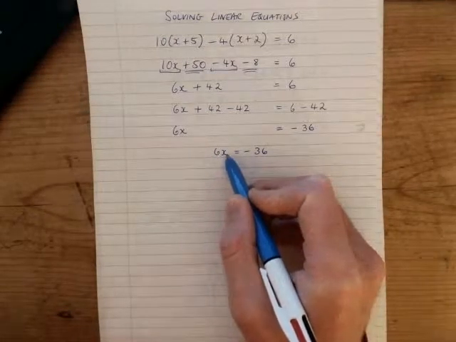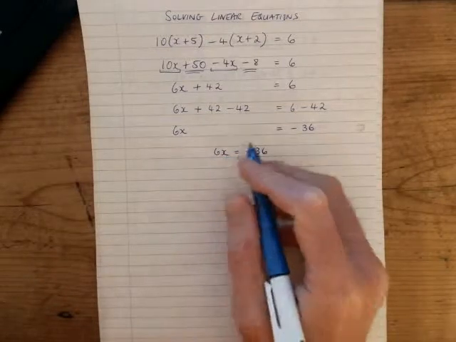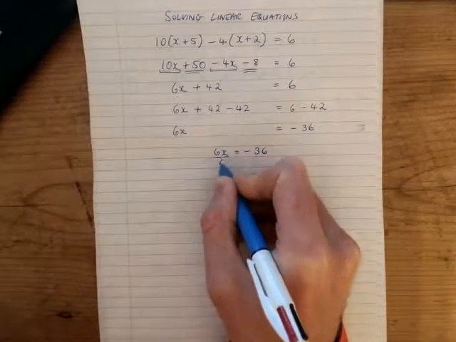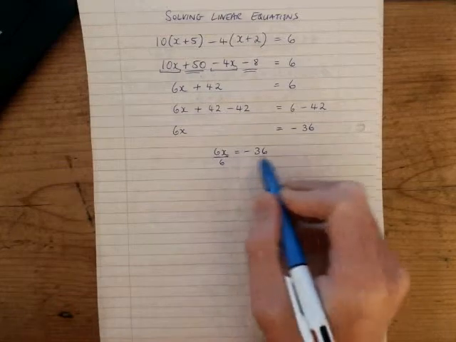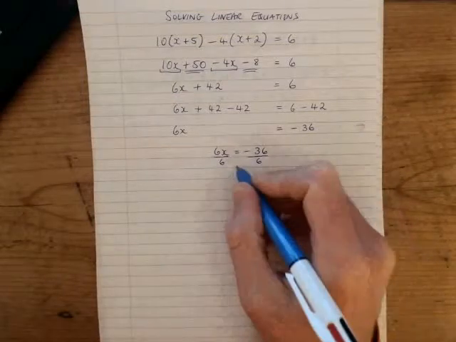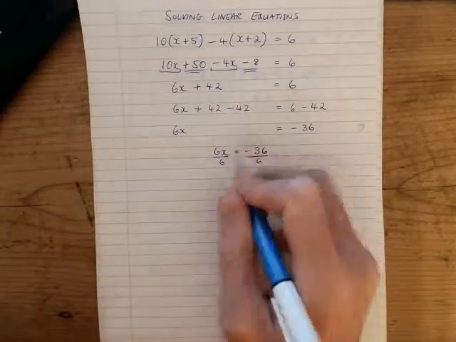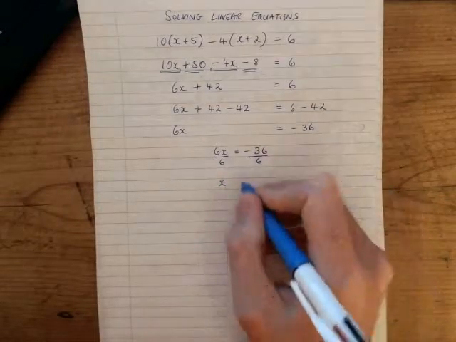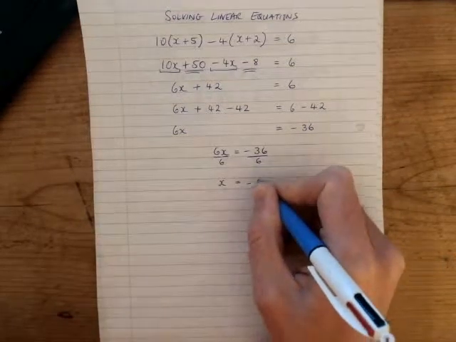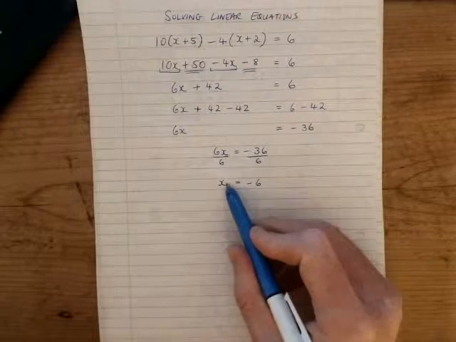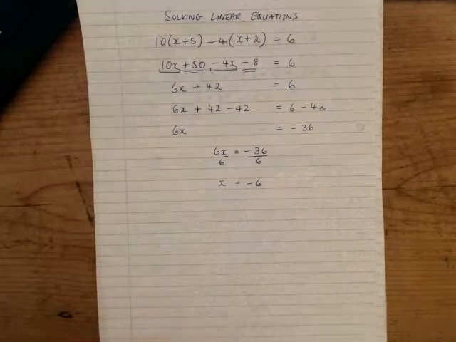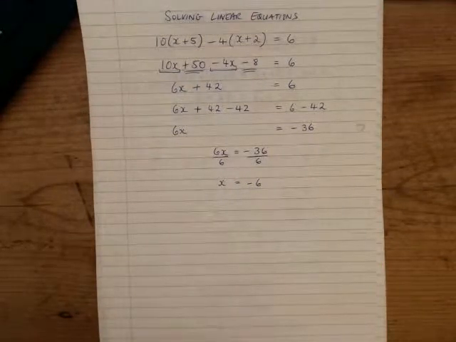So what's the inverse or opposite operation of multiplication? That's division. To break that multiplication, that attachment that the 6 and the x have, I do the opposite, which is divide by 6. And to keep the balance, I divide the right hand side by 6 as well. So 6x divided by 6 leaves us with just x, or if you wish, 1x. And then minus 36 divided by 6 is minus 6. So our solution is x = -6. That is how we've solved this particular linear equation.